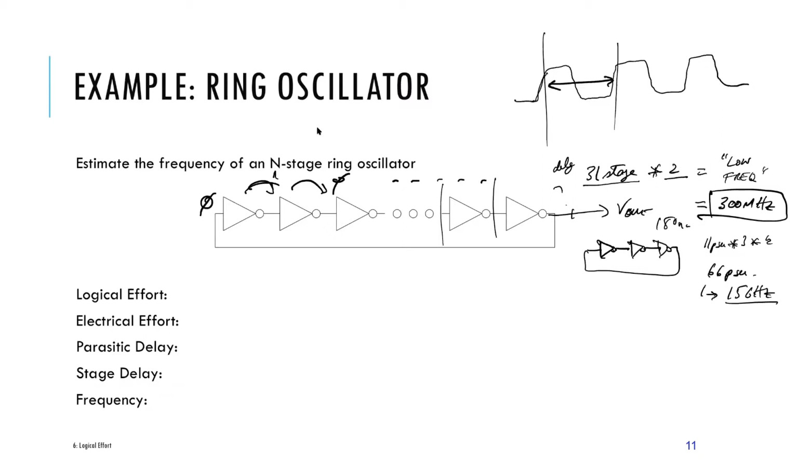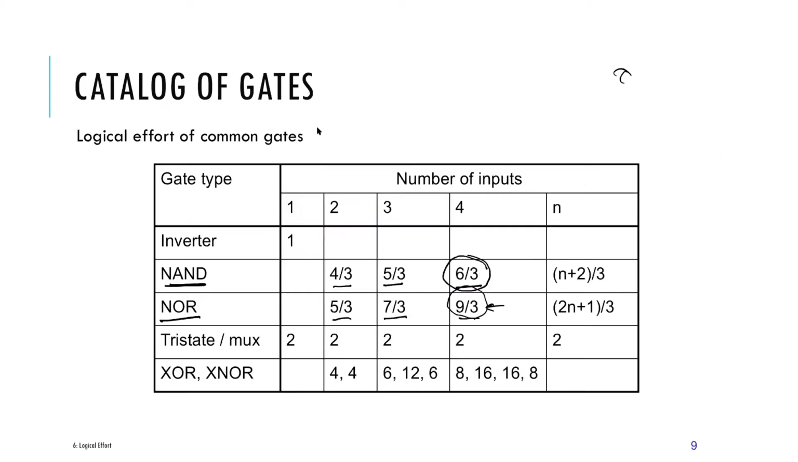Okay, so let's try to use this logical effort methodology for delay to figure this out. The logical effort, otherwise known as G. We have inverters in this case. Each stage is an inverter. So we look up the G of an inverter, which is 1.